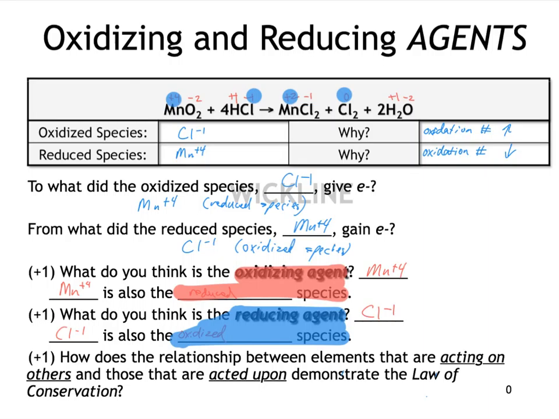So how does the relationship between elements that are acting on others and those that are acted upon demonstrate the law of conservation? Basically, you can't have an oxidation without a reduction. They have to happen simultaneously. And that's because electrons can leave one atom, but they have to go to another atom. They can't just leave and go nowhere.